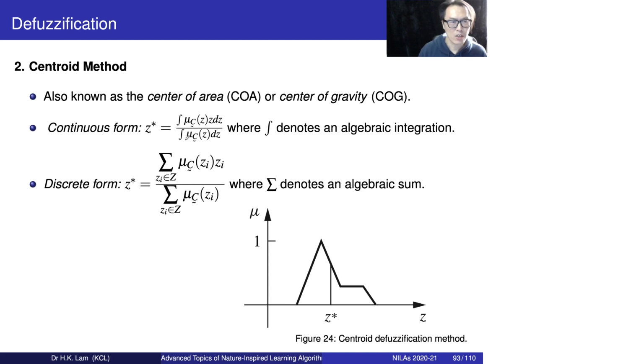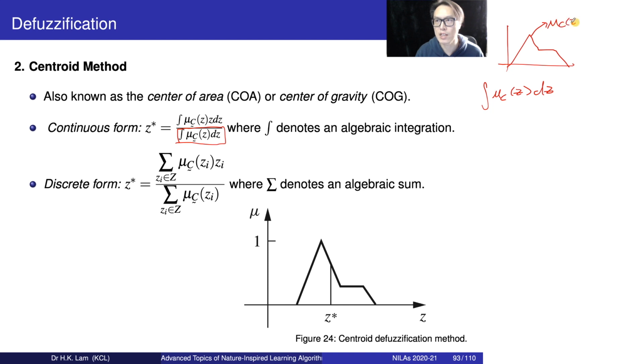Now when we look at the denominator right here, the integration of mu c of z dz. When we have a membership function, something like this, we call this the envelope, mu c of z. When we do mu c of z dz, it means that we are finding the area under the curve. So if we know the membership function, the function of the envelope, this is the area under the curve.